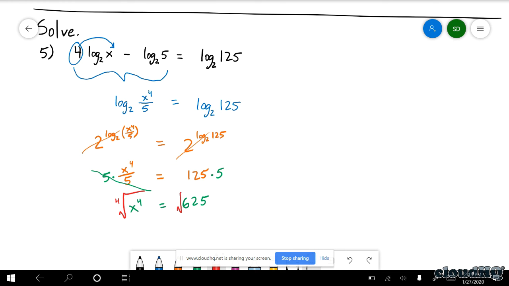Because that's an even root, what is it that I have to concern myself with? I have to remember, just like when we do a square root, if it's an even root, you have to do plus minus. So we get x equals a positive, negative, and what's the fourth root of 625? 5. So I get two answers, a positive 5 and a negative 5.